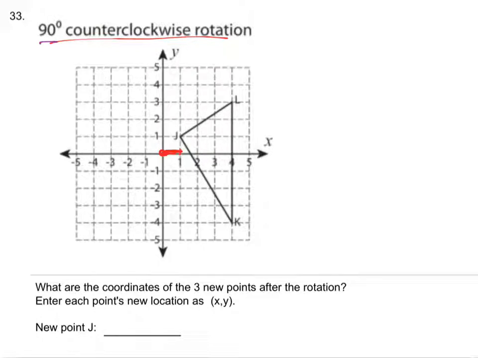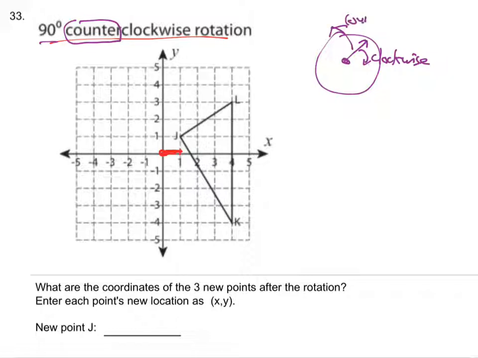Counterclockwise. Now, which way does a clock go? Clock hand goes that way, doesn't it? I didn't draw my clock so well. So that's clockwise. Clockwise is that direction. So this is counter. It's the opposite. So it's going to go this direction, then, counterclockwise, isn't it? So it's going to go up 90 degrees.